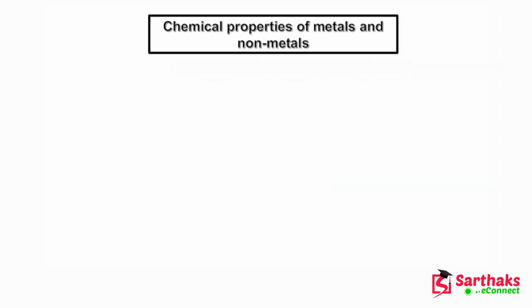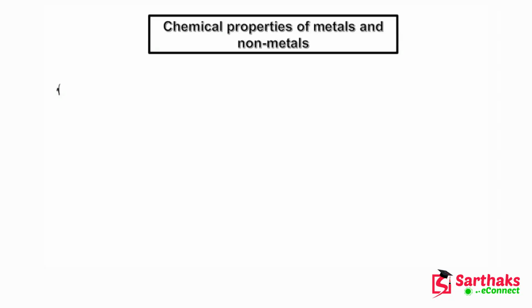Okay students, so here we are on the next slide. Now we will talk about chemical properties of metals and non-metals. In the previous lecture we saw the physical properties of metal and non-metal, and we had also seen the difference between the physical properties of metal and non-metal. But now we will talk about the chemical properties.